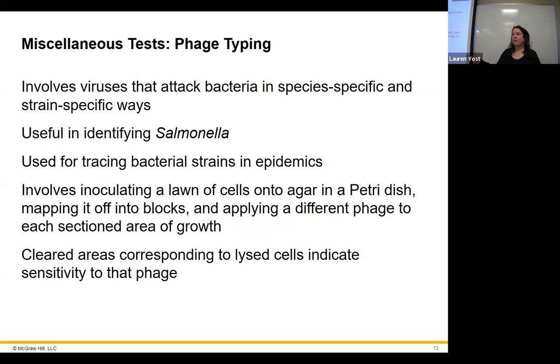Next, we have phage typing. This is a unique one and one that we don't really think of a lot. If you have a T4 bacteriophage, it's only going to infect E. coli. Each bacteriophage only infects one species of bacteria. So if you have bacteria that you think might be Salmonella, and you have a bacteriophage that is supposed to only infect Salmonella, you might put your patient sample there and mix that phage in and see if there's any obvious indication of infection by the phage.